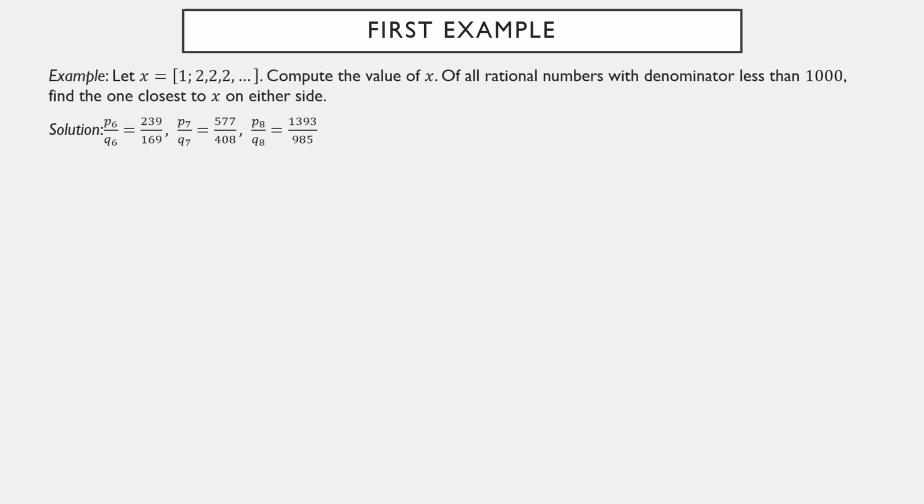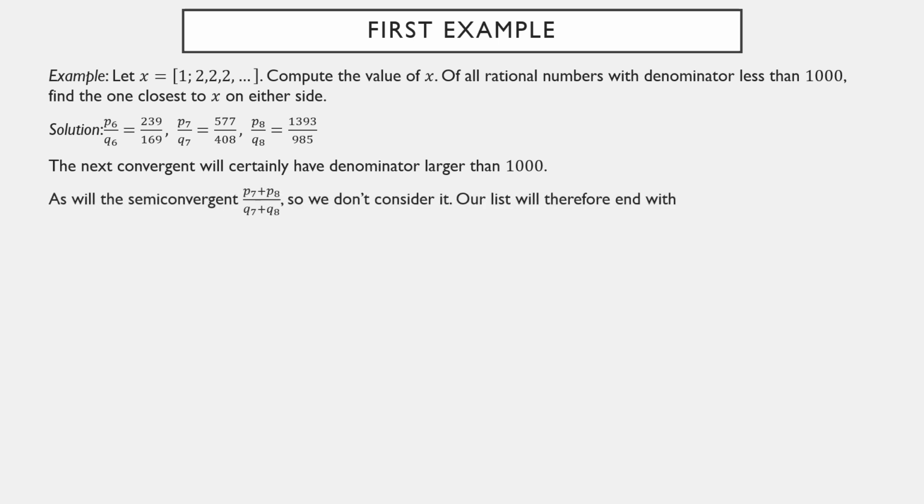So the previous few convergents before we hit this cutoff were index 6, 7, and 8, giving us convergents of 239 over 169, 577 over 408, and 1393 over 985 respectively. The next convergent is definitely not going to be considered because we were stopping once we hit a denominator of 1,000. But the semi-convergent involving Q7 plus Q8 will also definitely be bigger than 1,000. So if we start listing all of our convergents and semi-convergents, but ignoring the ones whose denominators are bigger than 1,000, it ends here. Okay, so we'll have P6 over Q6.